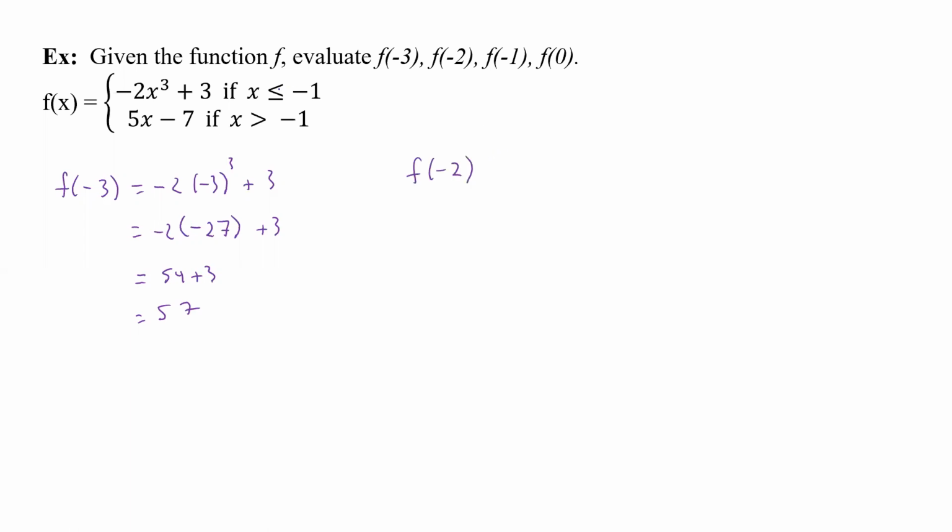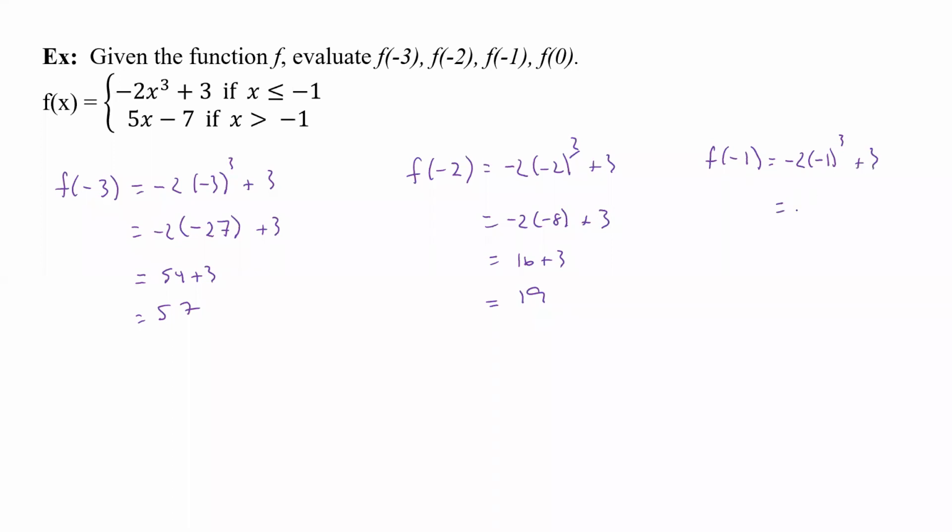Now what about f of -2? Well, we're going to do the same thing. Where does that lie? Well, that lies on the first piece, so it's going to be -2 times -2 cubed, and then plus 3. Well, 2 times 2 is 4, times 2 again is going to be 8. So that's going to be -2 times -8 plus 3. That's going to give me a positive 16 plus 3, so that's going to give me 19. Okay. And what about the next one? So f of -1. Well, this is where it equals, and so this is going to be the case where we use this one again, and so we'll have -2 times -1 cubed plus 3.